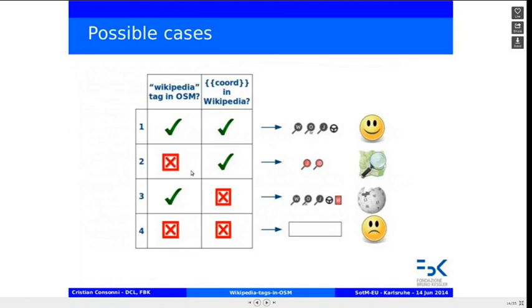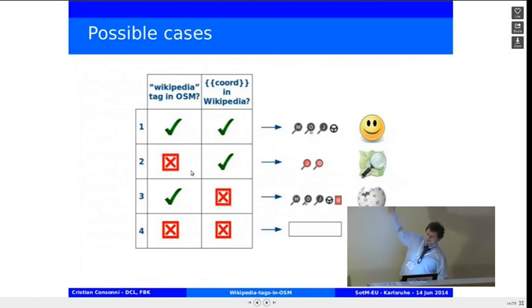Or you can have an object with the Wikipedia tag in OpenStreetMap, but no coordinates on Wikipedia. And what is provided is a link to add these coordinates in Wikipedia. And the worst case is that you have neither an object in OpenStreetMap nor coordinates in Wikipedia. And so we don't know where this thing is located.